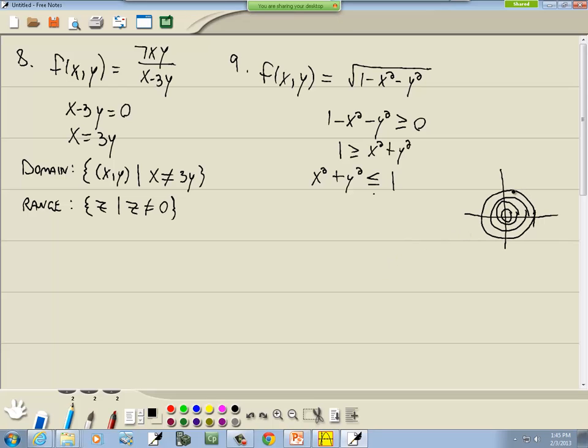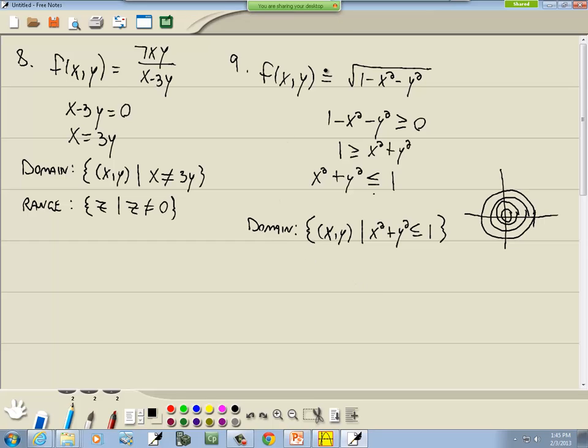Which implies that all my x, y values in here are in my domain. Because we found what we can have. We set it greater than or equal to 0. So for our domain, it's going to be the set of x, y values such that x squared plus y squared is less than or equal to 1.